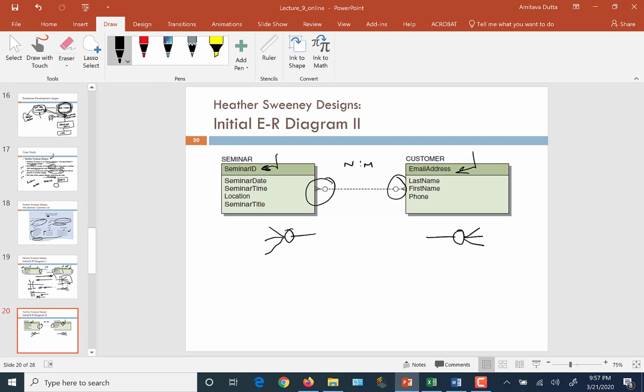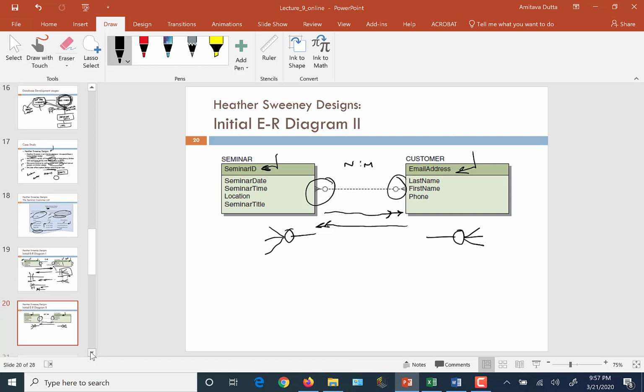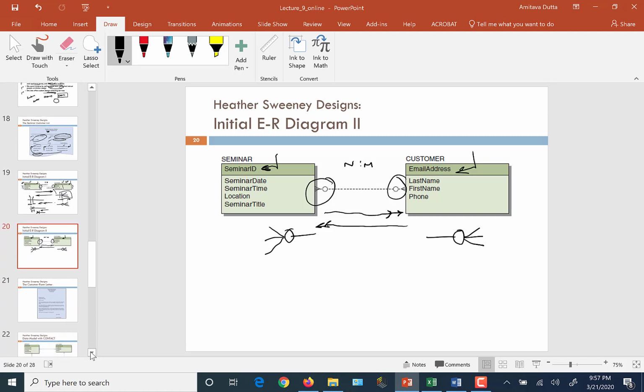Okay, so we now have identifiers for the two entities, and we have the relationship between the two. The way I would read this relationship is one seminar can be attended by at least 0 and at most many customers. And if I go from right to left, one customer attends at least 0 and at most many seminars. So this is a many-to-many relationship between seminar and customer. Very well. Let's move on a little bit further ahead.